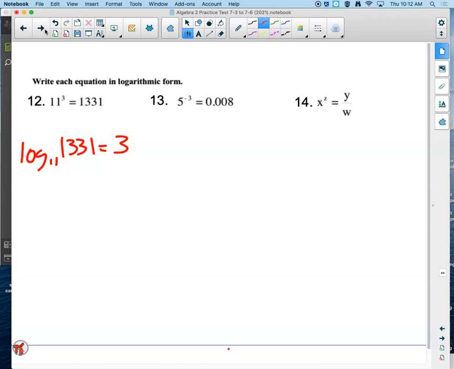Alrighty, so 13. That should make 13 go a little easier, right? Log base 5 on the other side of the equals.